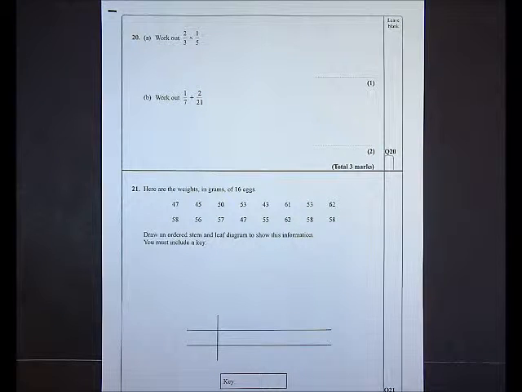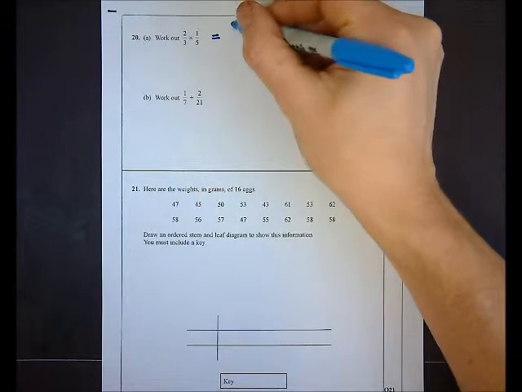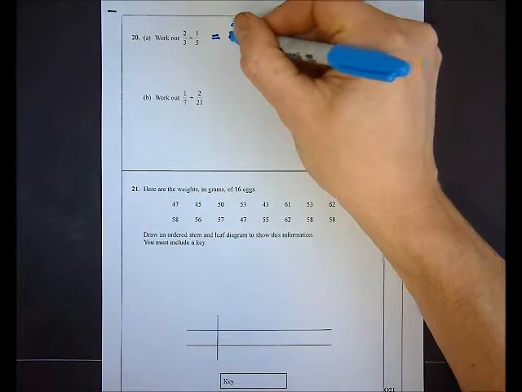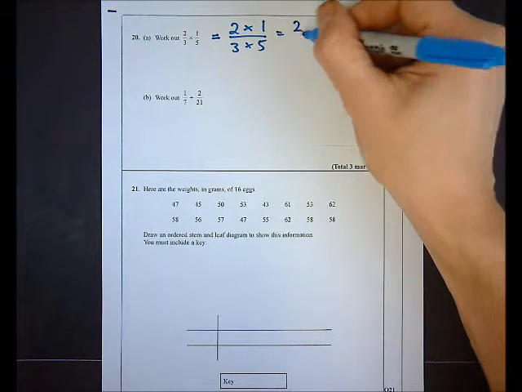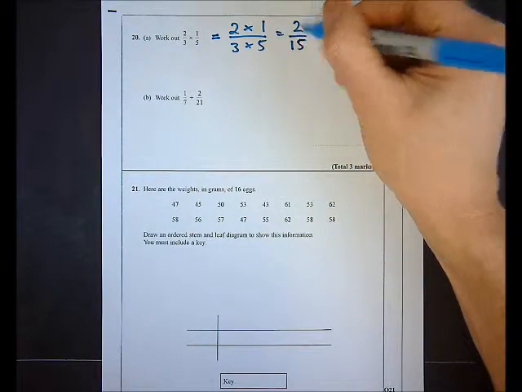Question 20, part A, I'm asked to work out 2/3 times 1/5. And I know that when I multiply fractions, I simply multiply the numerators and multiply the denominators. So 2 times 1 is 2, 3 times 5 is 15.